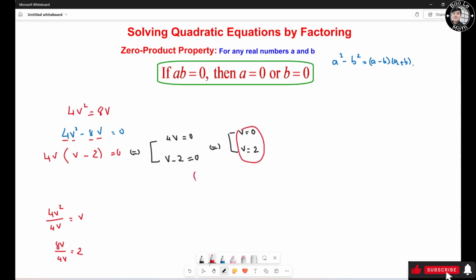So you need to write your solution like this, {0, 2}, like that. Make sure you put the curly brackets, don't put parentheses, so keep that in mind. Or you can leave the answer like this, right?